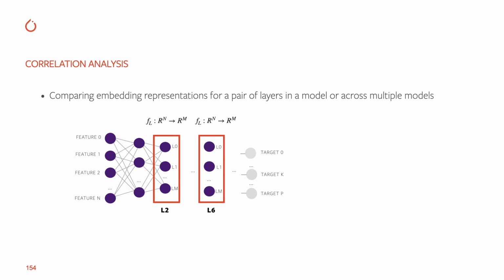Now, instead of looking into one layer, let's look into the internal representations of two layers, which can be in the same model or across two different models. On this slide, I chose two layers, L2 and L6, in a given deep neural network model. Our goal is to compare the representations in those two layers and understand whether they learn similar or different patterns and how those similarity patterns change across different layers.